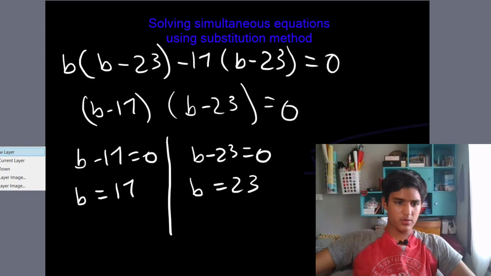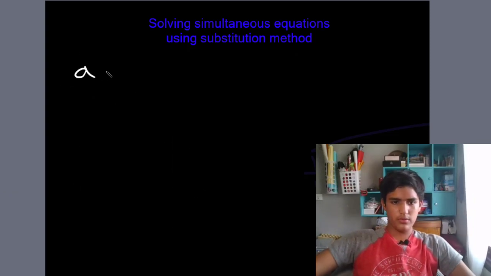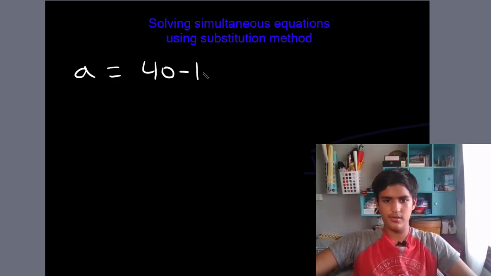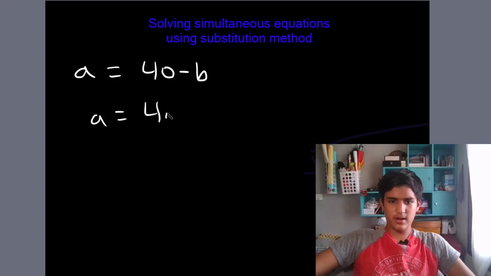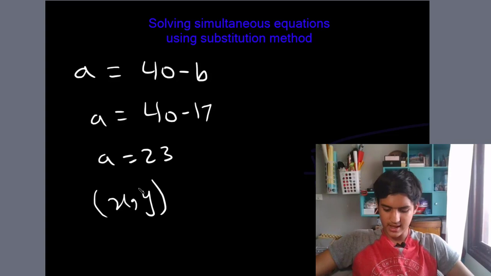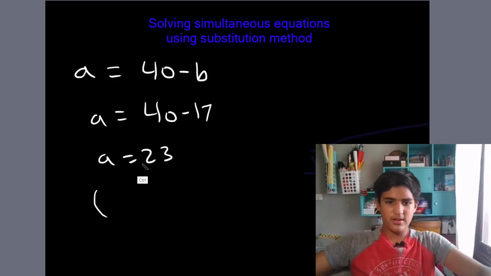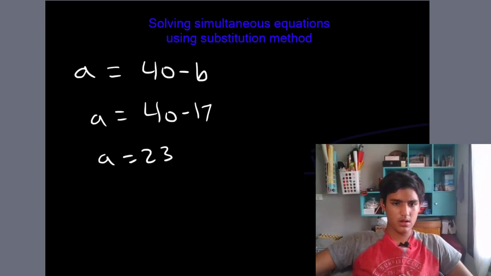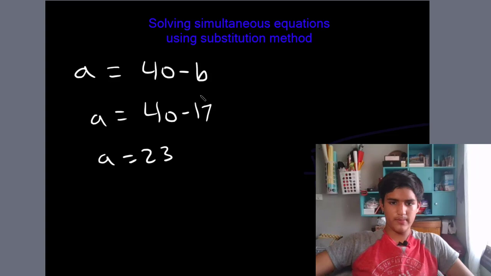What do we do with this now? We could do A is equal to 40 minus B, which was the original equation. A is equal to 40 minus 17, which is A is equal to 23. We can't turn this into a coordinate because it's the size of a square. So the answers we're left with is actually right here. So when B is 17, A is 23.